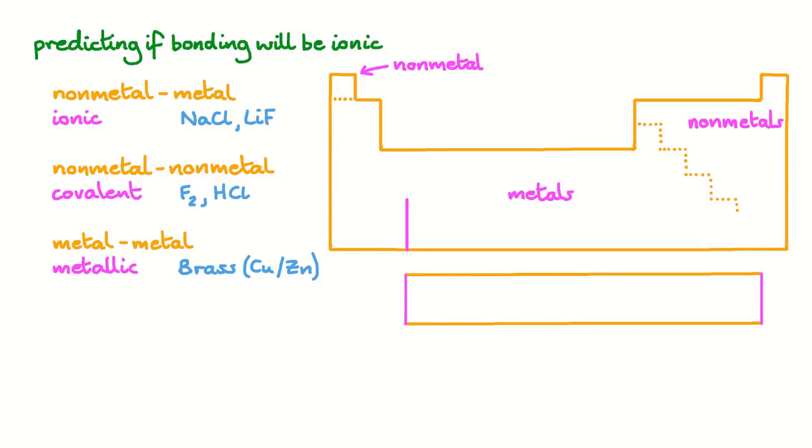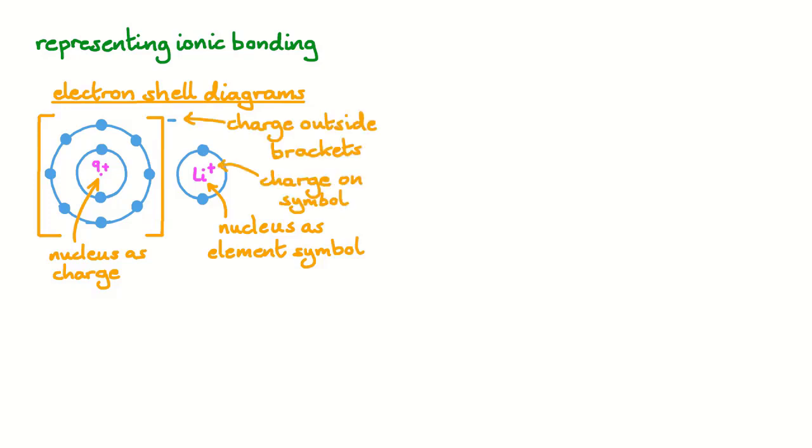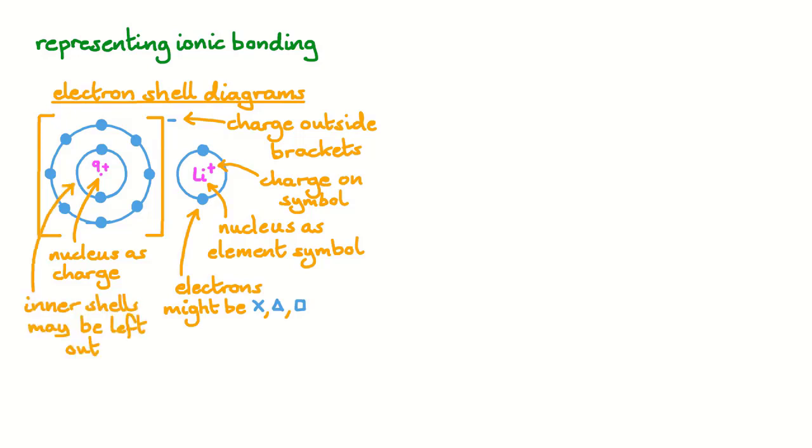The next thing we need to look at is how we represent ionic bonds. One of the most direct ways you can represent ionic bonding is using electron shell diagrams. There are many ways of doing these diagrams, so here are some of the variants. The nuclei may be represented using the respective element symbol, or as a charge or a number of protons. The overall charge can be placed outside brackets or attached to the symbol in the middle. Electrons may be displayed with other symbols to indicate where they might have come from. And the inner or non-valence electron shells may be left out entirely.